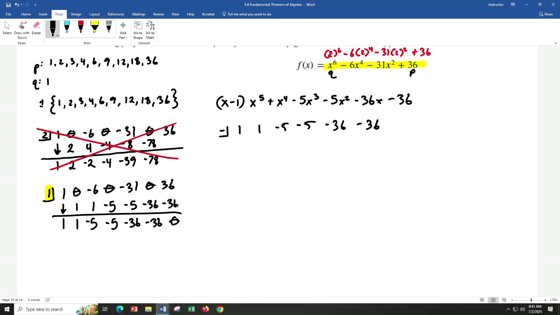Remember, I want to make sure that I don't have any gaps, right? I've got to make sure that I have 5, 4, 3, 2, 1, 0 as far as my power. If there's any place that I'm missing a power, what do you do? Add a 0, okay? We get a freebie right off the bat.